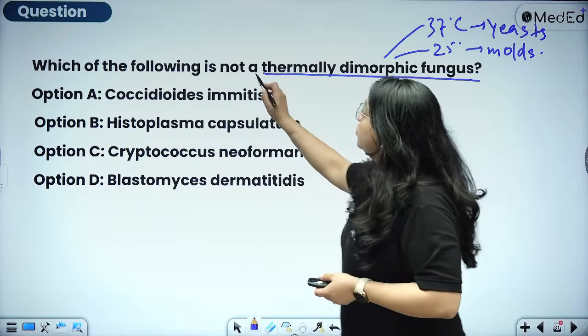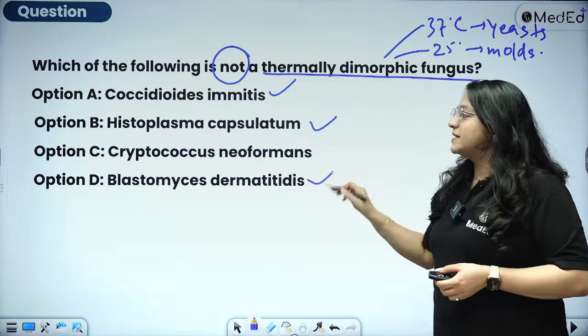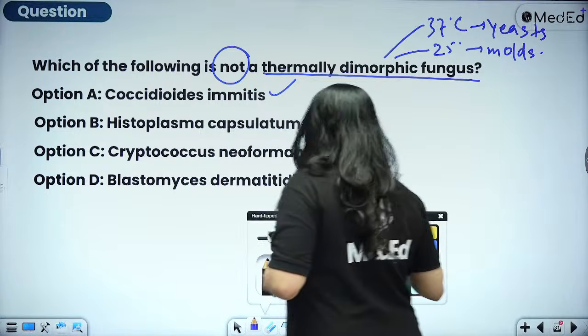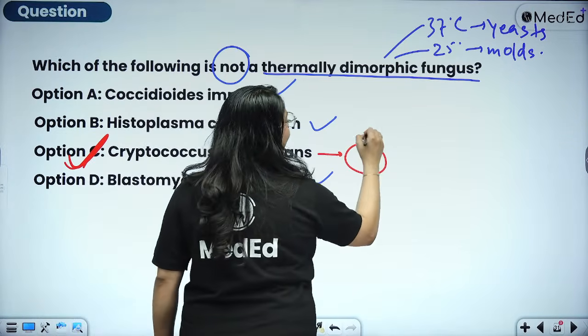So, Coccidioides immitis is true, Histoplasma true, Blastomyces true. Cryptococcus is a true yeast. It is a round yeast with narrow based budding.